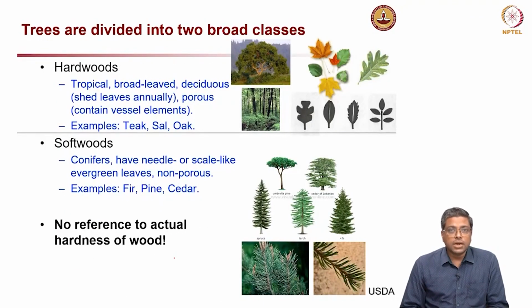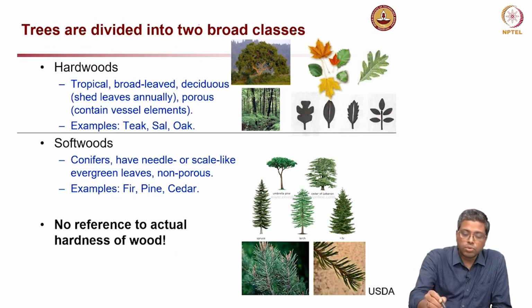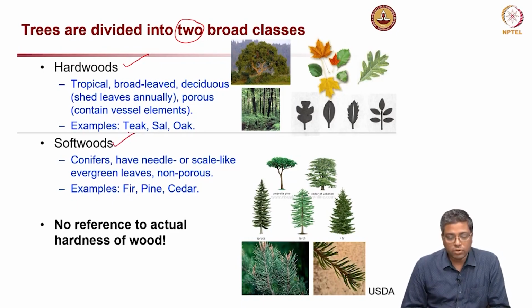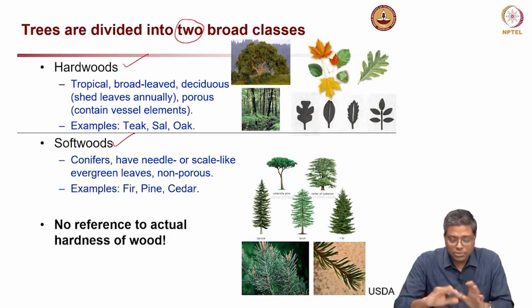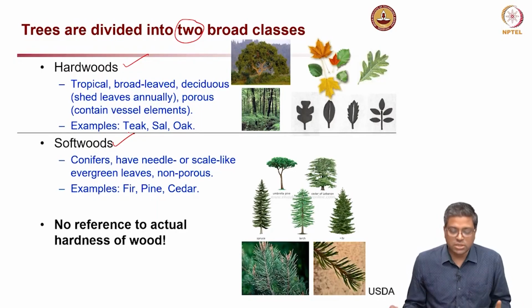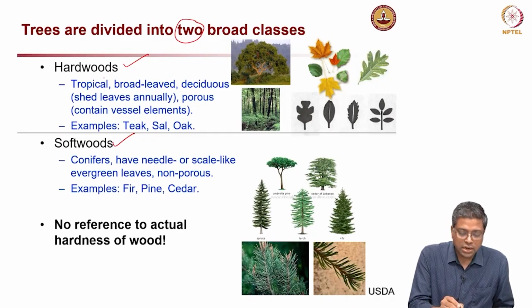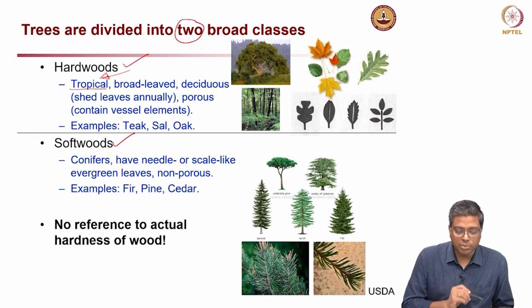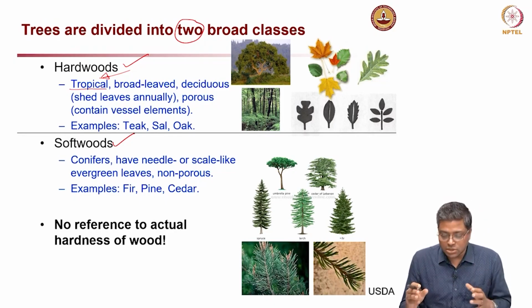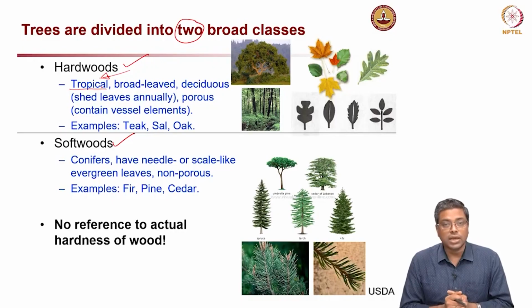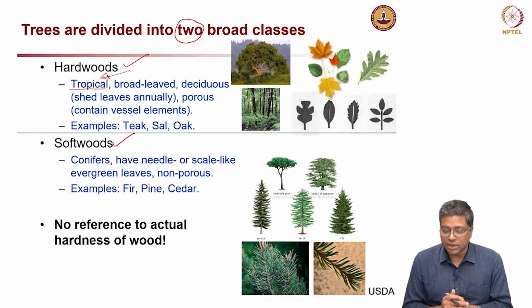Now, trees in general can be divided into two broad classes. One is hardwood and the other one is softwood. I just put this here for information purposes. You can see hardwood is generally available in tropical climate conditions. Generally the leaf structure, you can see the top half of the screen and the bottom half of the screen, has a strikingly different appearance of the leaves.